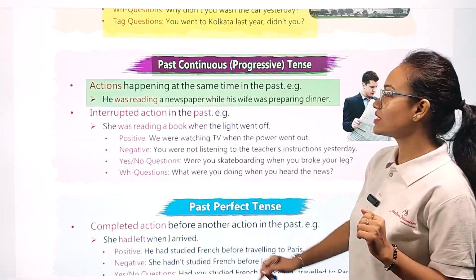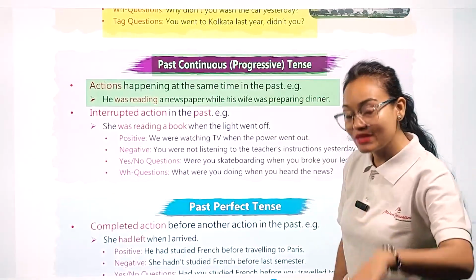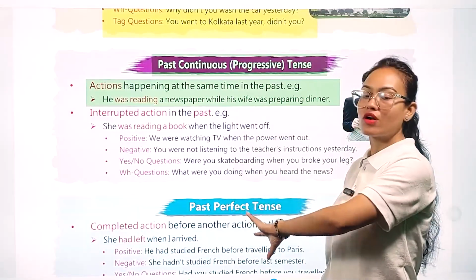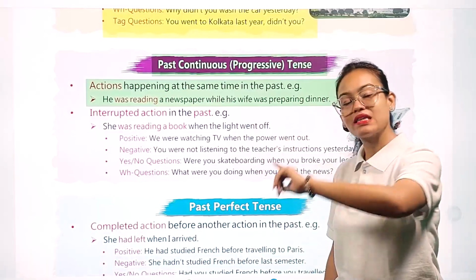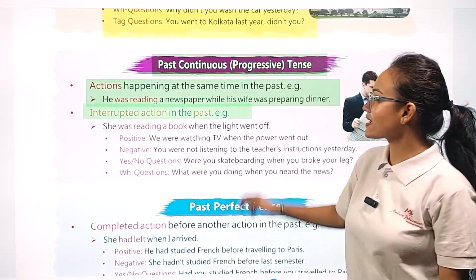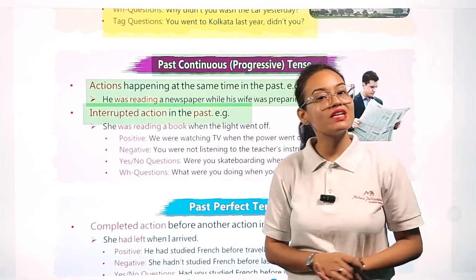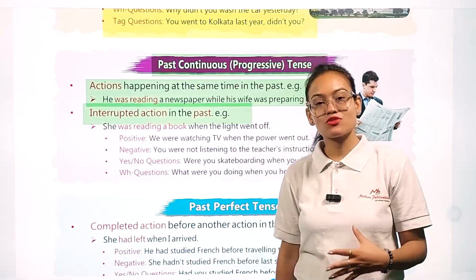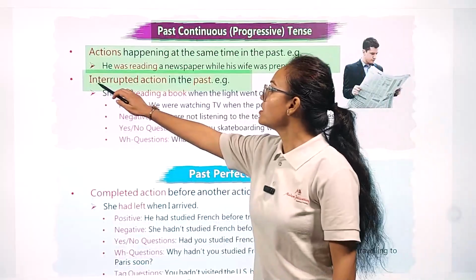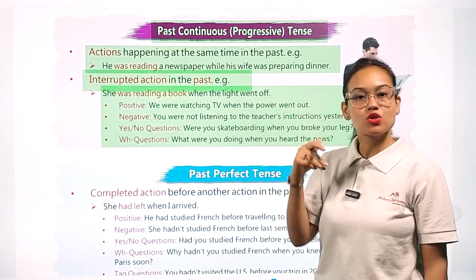Example, you can see here, he was reading a newspaper while his wife was preparing dinner. Yesterday or maybe the day before yesterday, both husband and wife are doing work, like the husband is reading the newspaper while the wife was preparing the dinner. Then interrupted action, the second case where we use our past continuous or past progressive tense. Whenever any action is interrupted in the past, in this case also we are going to use our past continuous or progressive tense. Example, you can see here, she was reading a book when the light went off.